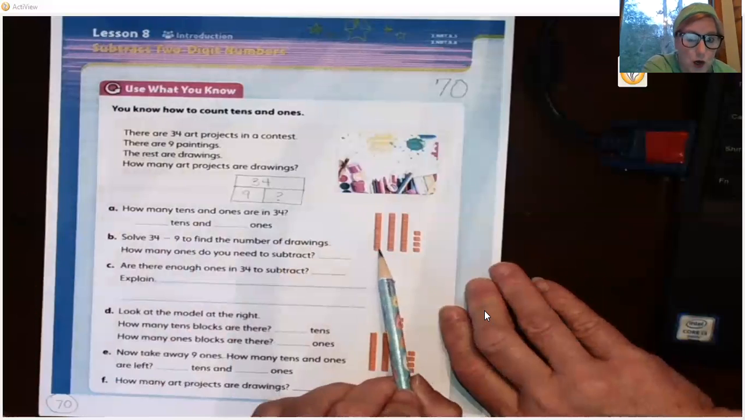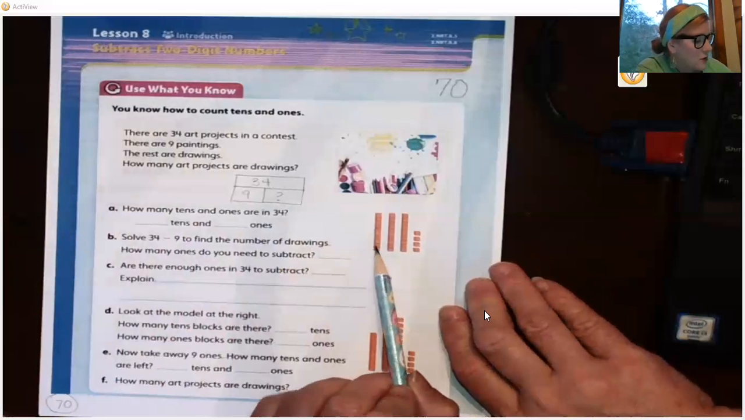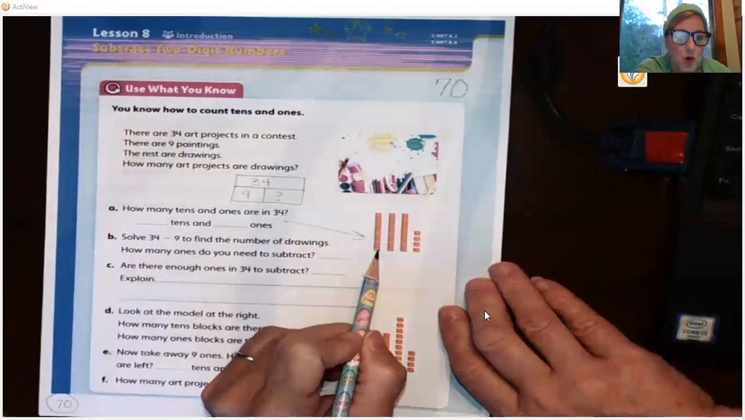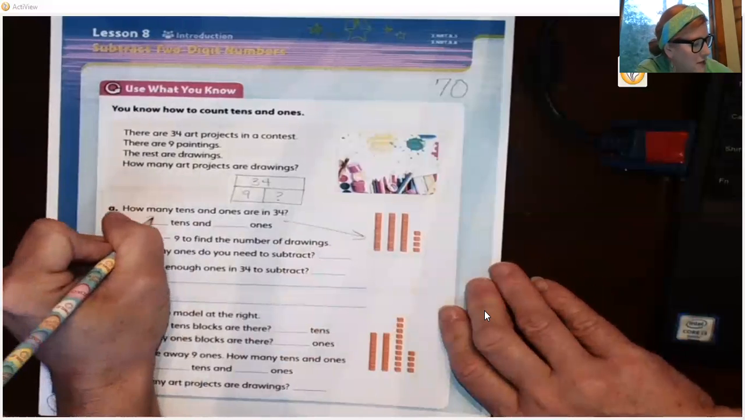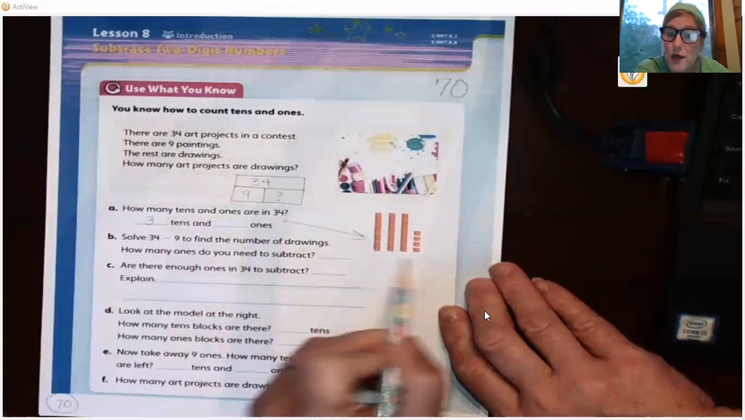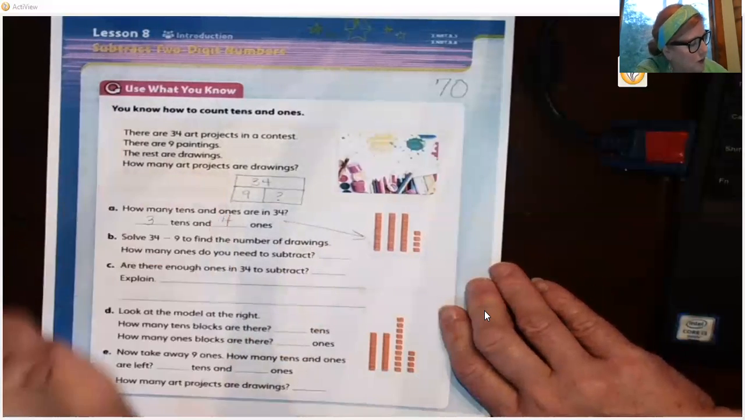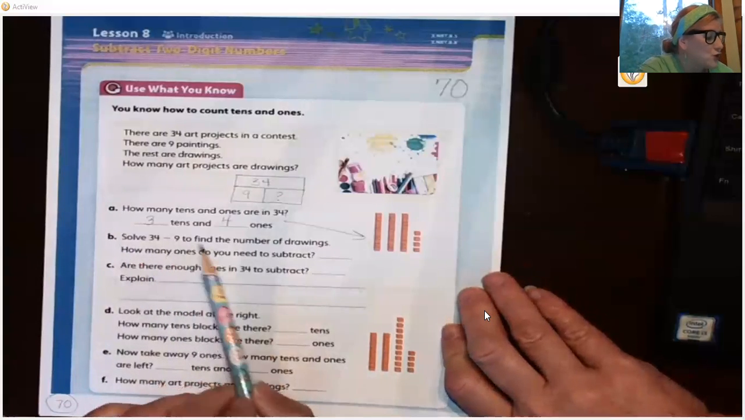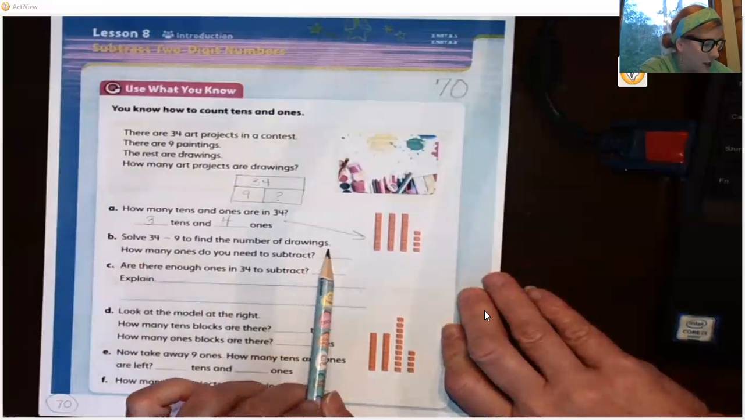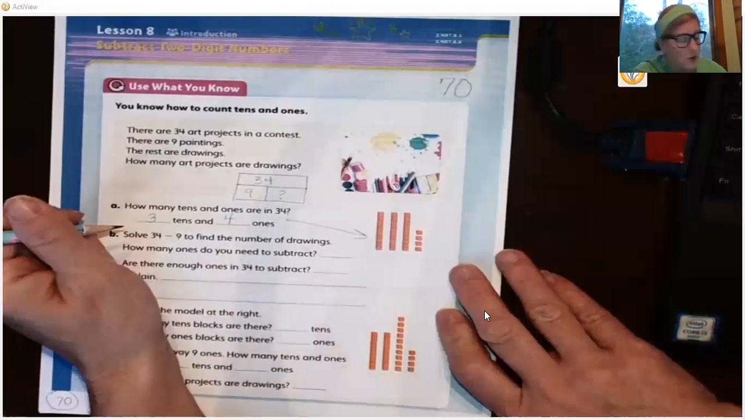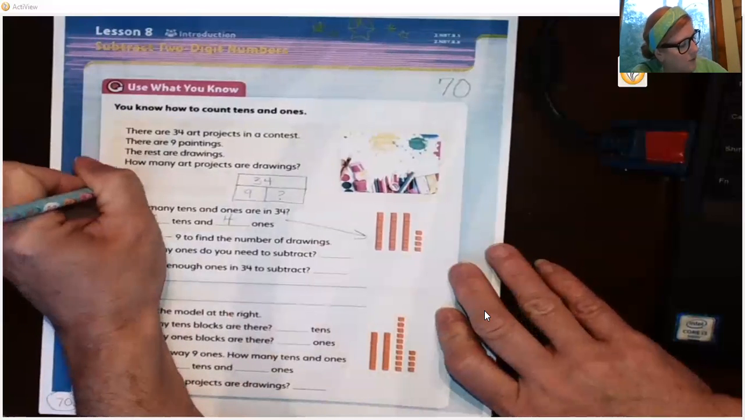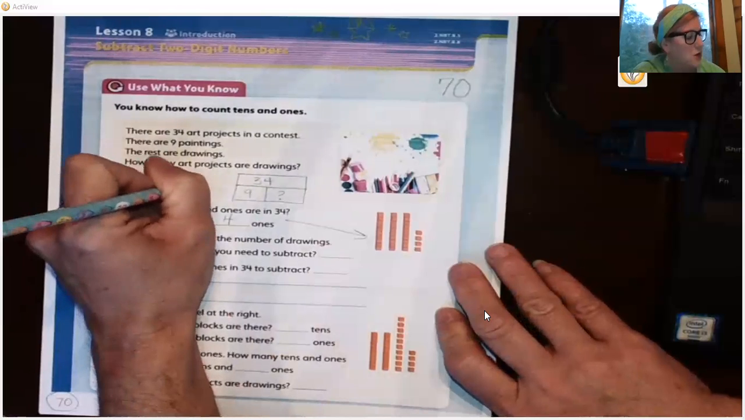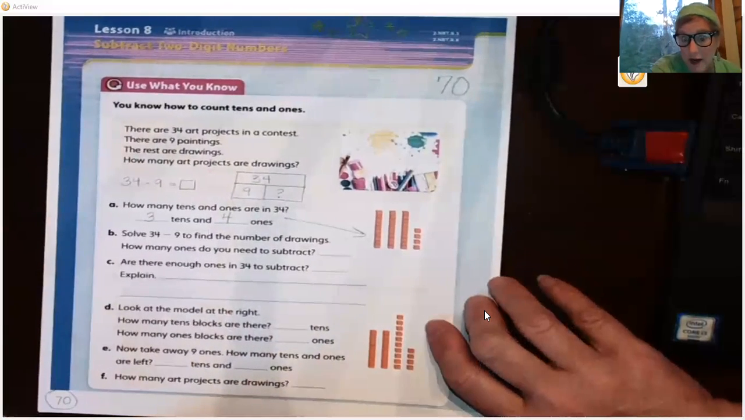All right, so how many 10s and 1s are in 34? Well, we have the picture right over here. So I'm going to draw an arrow. Here it is. All right, so how many 10s do we have here? 1, 2, 3, 3 10s, and 4 1s in 34. So for B, solve 34 minus 9 to find the number of drawings. All right, so they're saying we are going to solve it with 34 minus 9 equals the unknown. So we are going to be taking away.